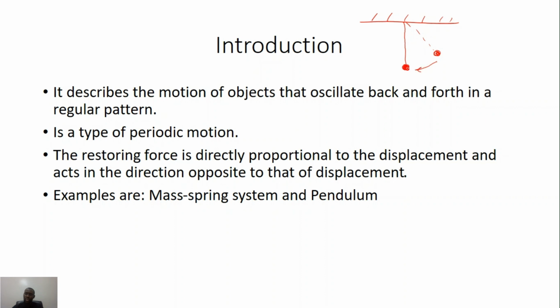And when it reaches this equilibrium position, it overshoots the place and returns back to the extreme end of the other side. When it reaches this place and the velocity reaches zero, it returns back and continues to move like that. This to and fro motion is what is known as simple harmonic motion.